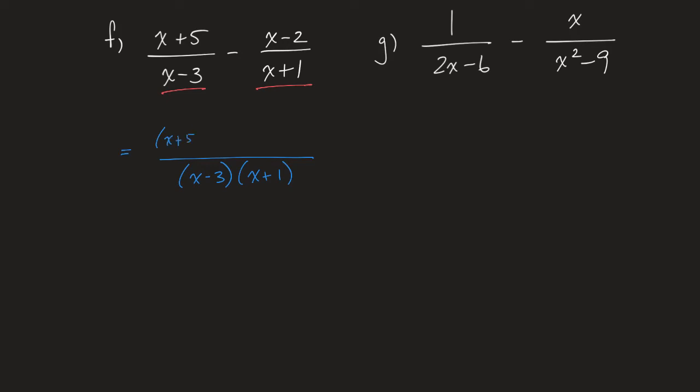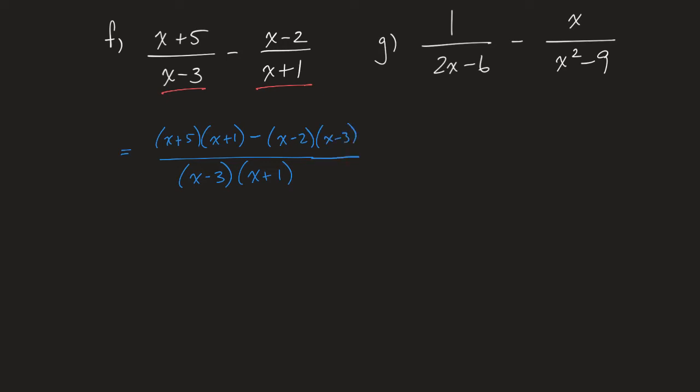So my old top was x plus 5. I need to multiply that by x plus 1. Okay, now what's different between x plus 1 and my blue denominator? Well, it's the x minus 3. So I need to multiply my old top by x minus 3. I just noticed that I'm subtracting those two values.